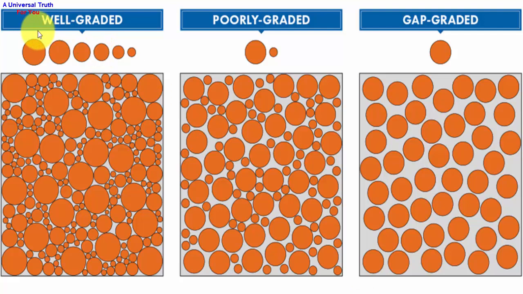This is the picture of types of graded concrete. This is well graded, this is poorly graded, and this is gap graded. In the well graded, we can see the voids are properly filled between the different components. In the poorly graded, the voids occur, and in the gap graded, voids also occur.